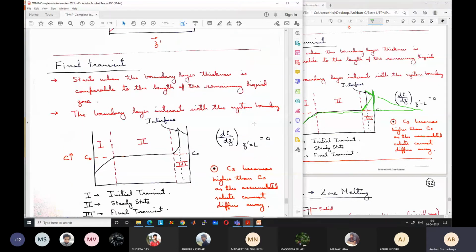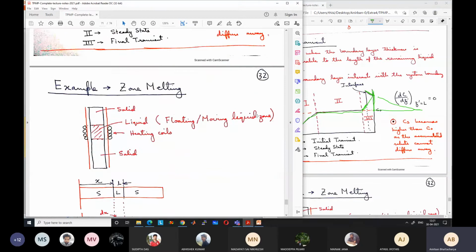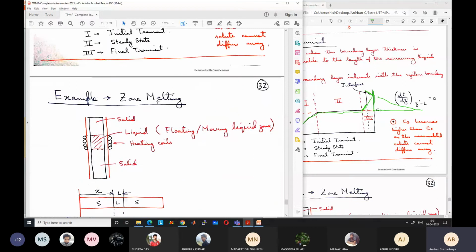Otherwise, we will just briefly discuss another process mathematically, which is known as zone melting. Okay, so I will take a 5 minutes break. It won't take much time to finish this part. I will take a 5 minutes break and then we will continue. Okay. If you have any questions, you can think in between.